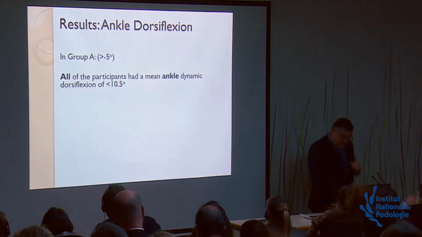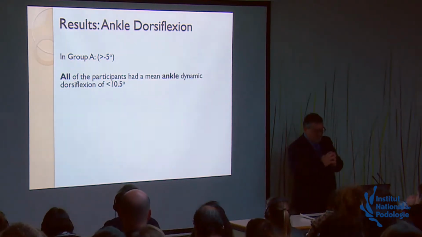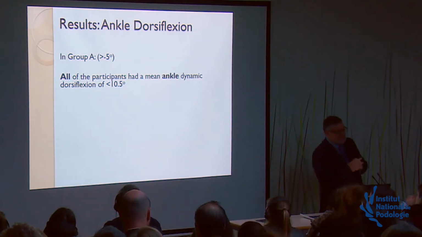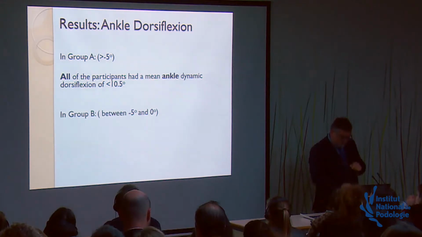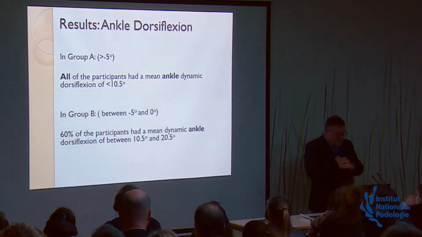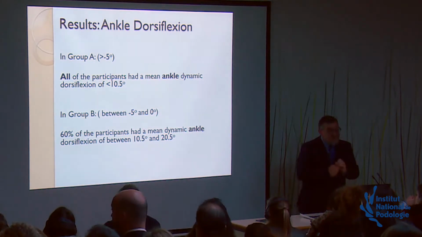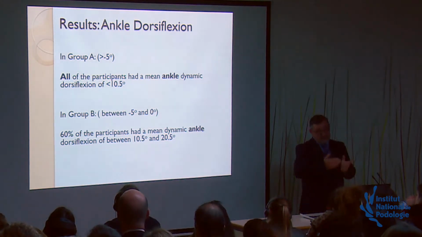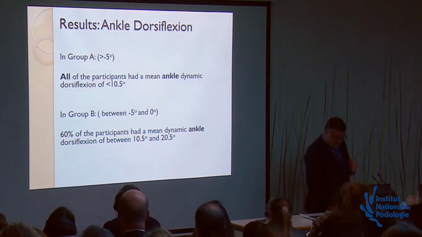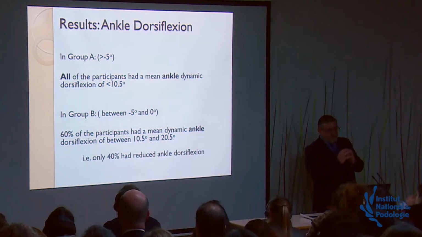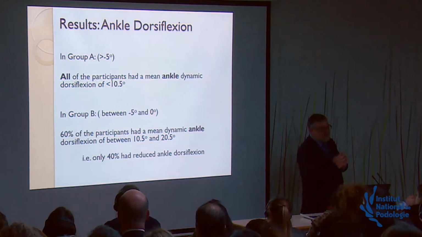So, in group A, all of the participants had a mean dynamic ankle dorsiflexion which is less than 10 degrees, okay? And in group B, 60% of the participants had a mean dynamic ankle dorsiflexion between 10 and 20 degrees, okay? There's a very big variation there. That is, only 40% of this group had reduced ankle dorsiflexion.